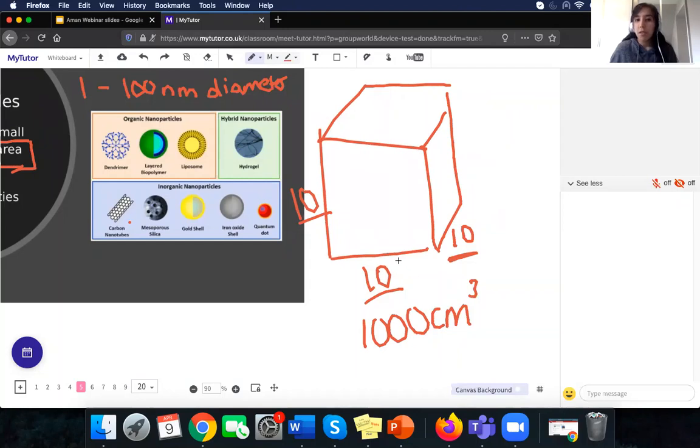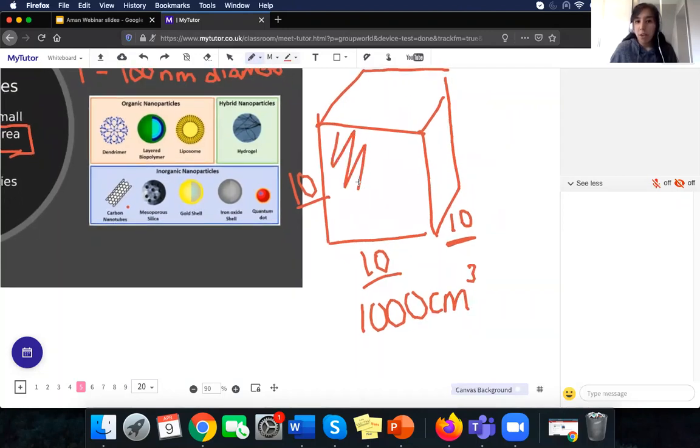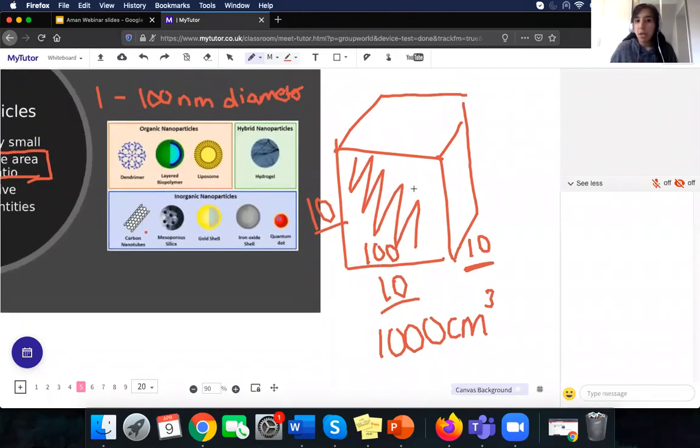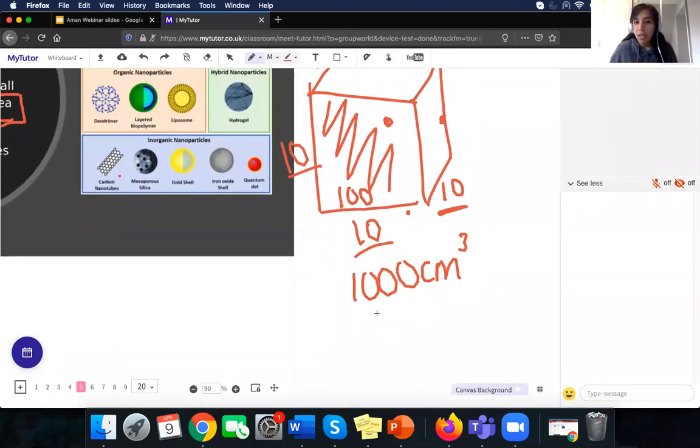The surface area, to calculate that, we calculate the area of one surface and then we times it by the number of surfaces. So the area of one surface is 100. The number of surfaces in a cube is 6. So if we imagine there's one here, one on the back, one here, that makes 4. 1 on the top and 1 on the bottom. So there are 6 surfaces on a cube. So that means the surface area is therefore 600. So 10 times 10 is 100 is one surface, and we times by 6, which makes 600.